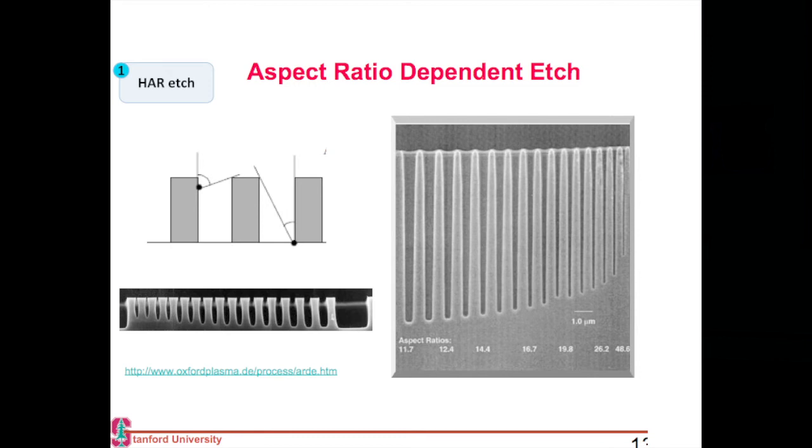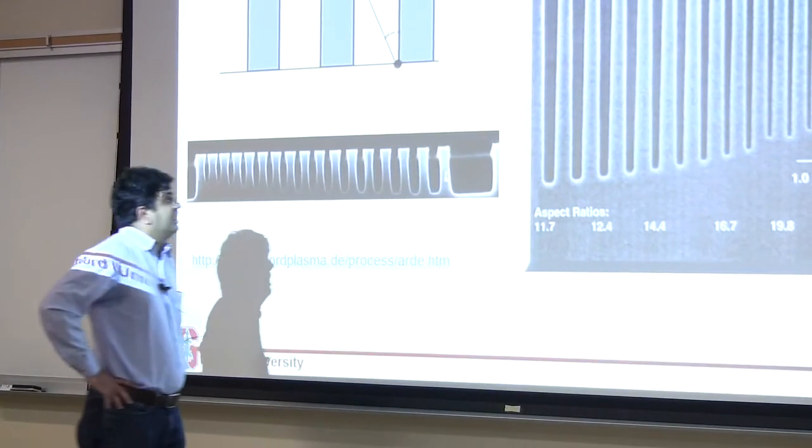So if you have multiple of these structures with different widths, and you are etching them, the structure which is the widest will etch the deepest, and the structure which is the narrowest will etch the smallest. And you can clearly see this aspect ratio dependent etch over here. You can also see it over here. So this becomes a big layout problem.